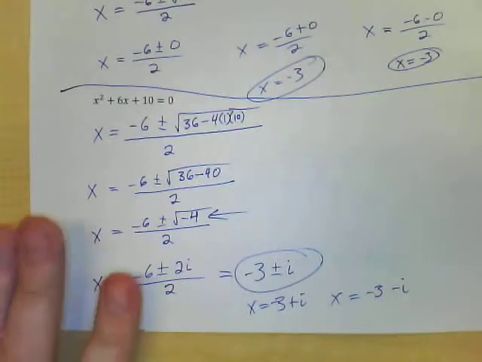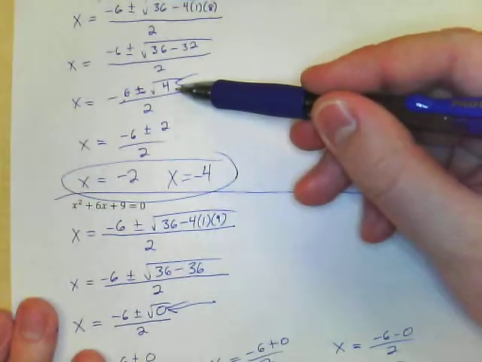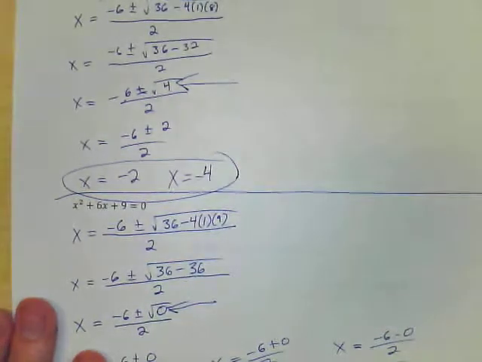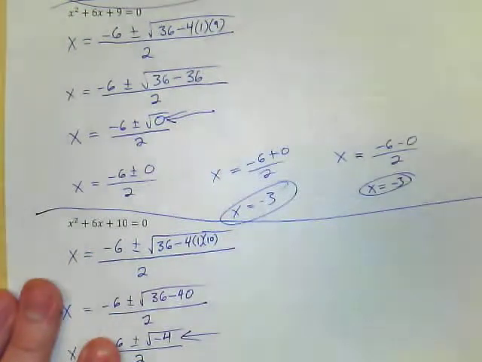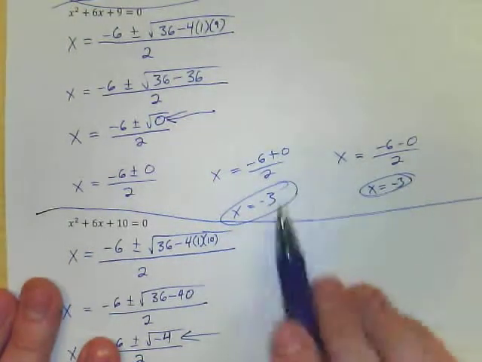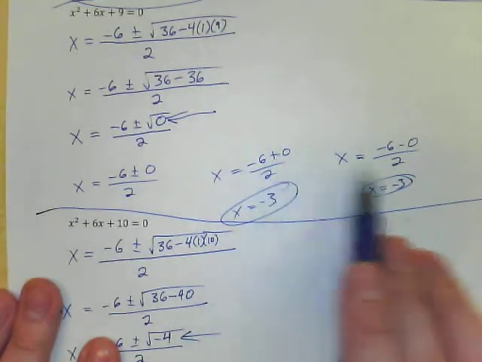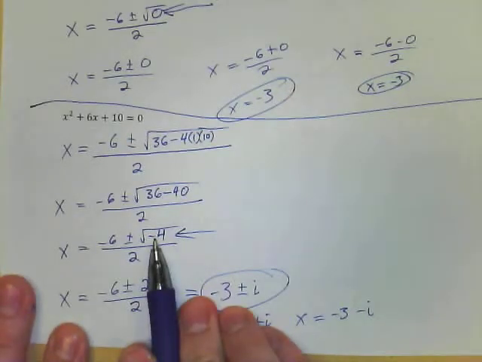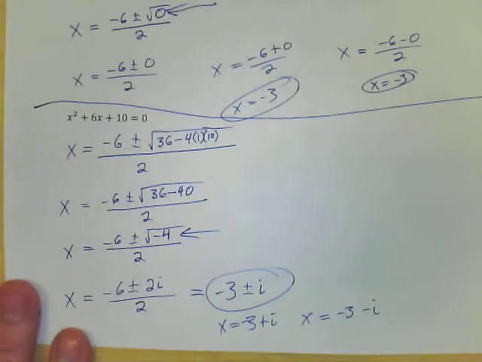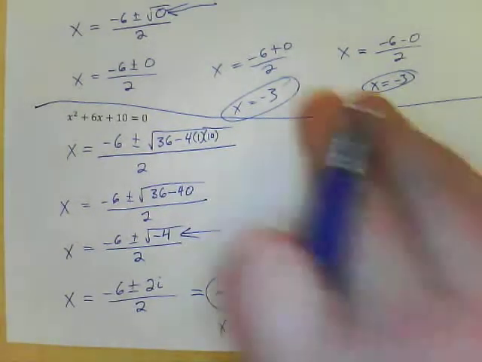But the point here is, if you have a positive number under the square root, you're going to end up with two real numbers as your solutions. If you end up with a 0 underneath the square root, you're going to end up with the same number twice, because adding 0 is the same thing as subtracting 0. And if you end up with a negative number underneath the square root, then you're going to end up with imaginary numbers because you're taking the square root of a negative.